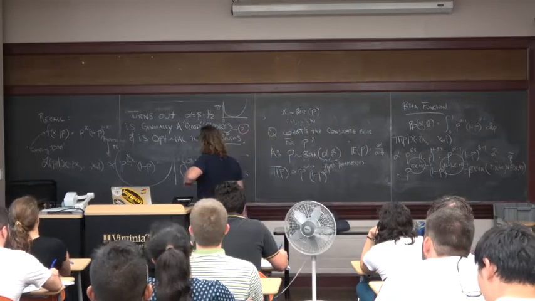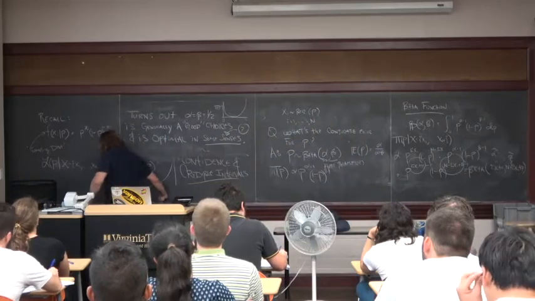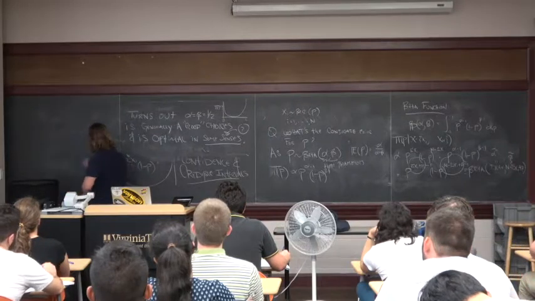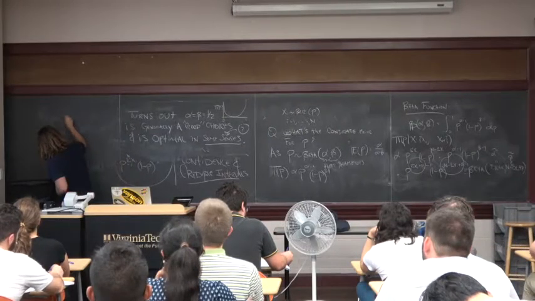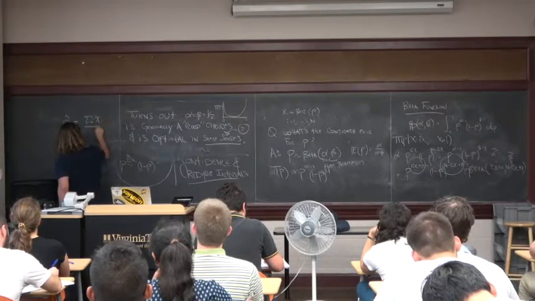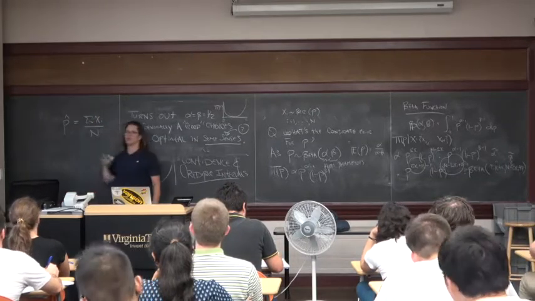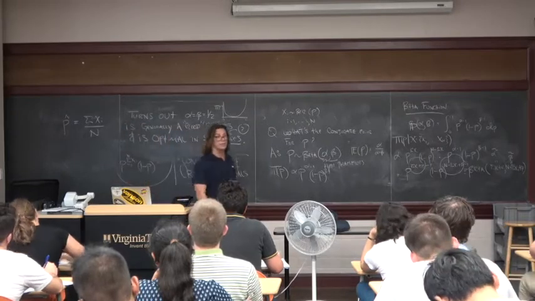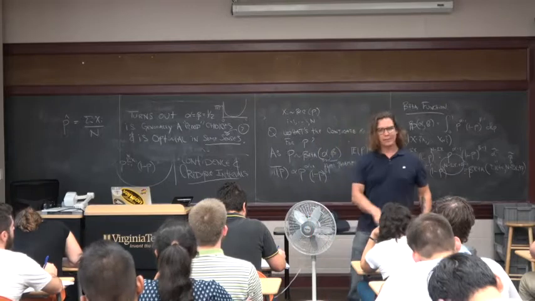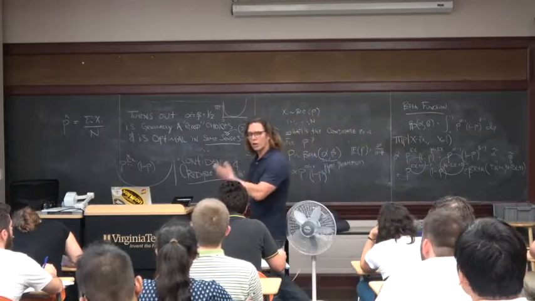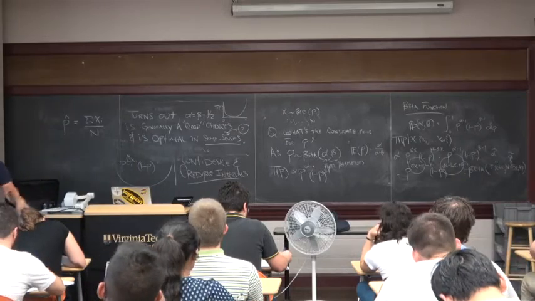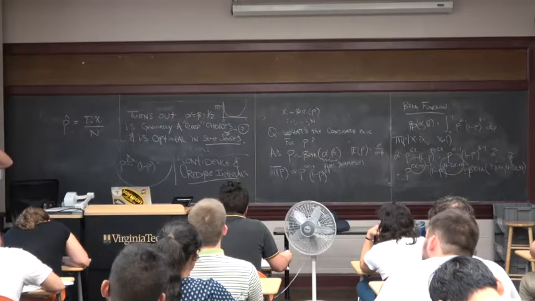X bar. So p hat is equal to the sum of the xi's over n. There might be a lot of good reasons why this is a good estimator. The central limit theorem says something about it. It's a sufficient statistic, so you're using all of the data. It's a consistent estimator. The question is, is it a good estimator on its own?